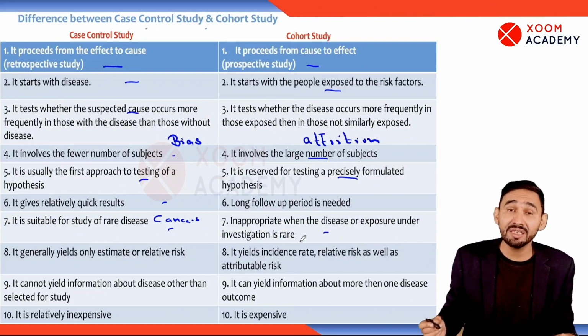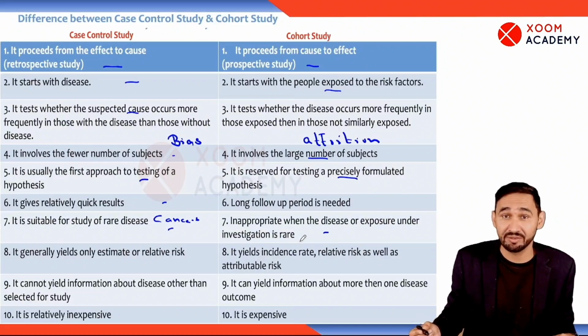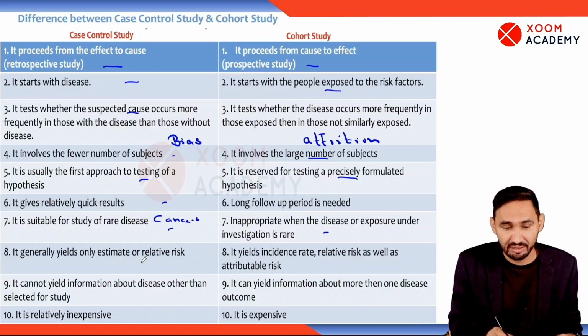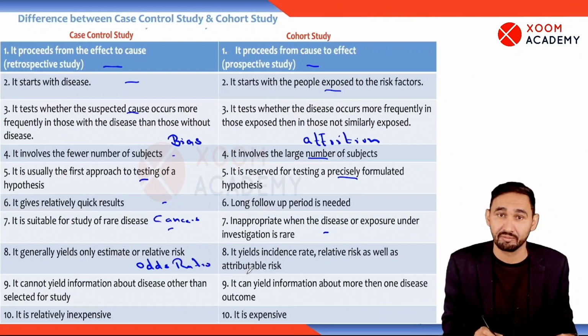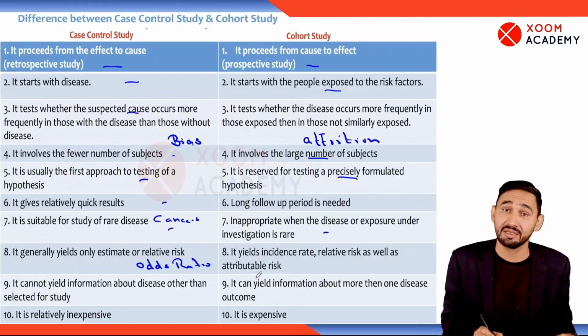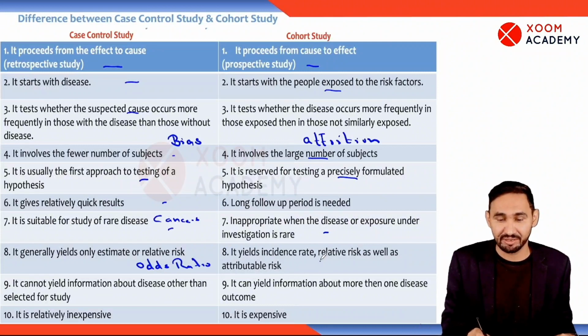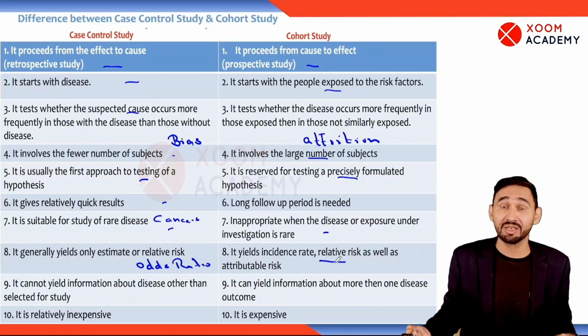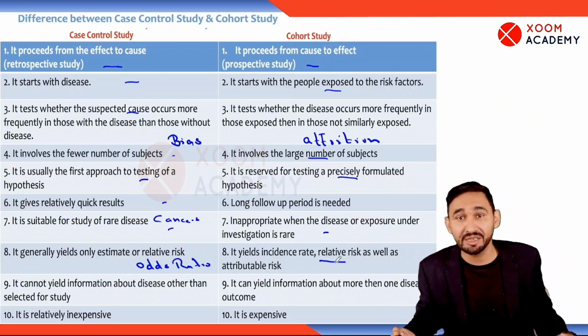Case control study only estimates relative risk. It can't measure relative risk precisely because we can't measure incidence in case control study. So it usually measures odds ratio. Odds ratio is the strength of association in case control study. And in cohort study, we can measure incidence. When we can measure incidence, we can measure relative risk. Relative risk is a ratio between those who are exposed and those who are not exposed. And we can also measure attributable risk, specificity, like whether our risk factor is responsible for the disease or it is specific for the disease.